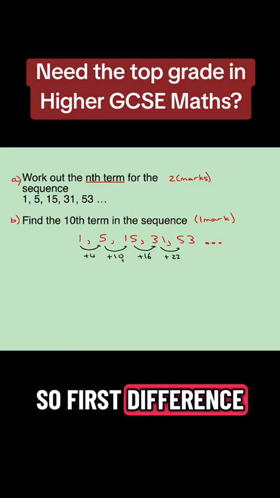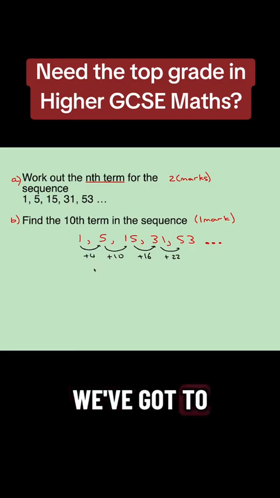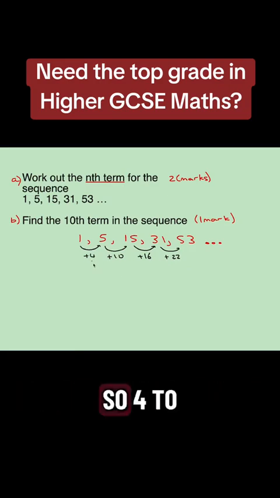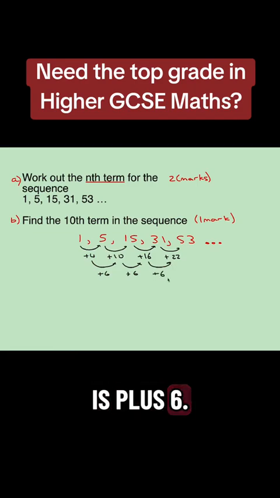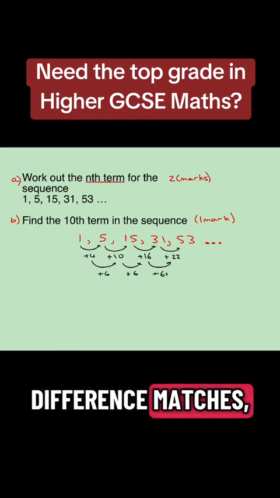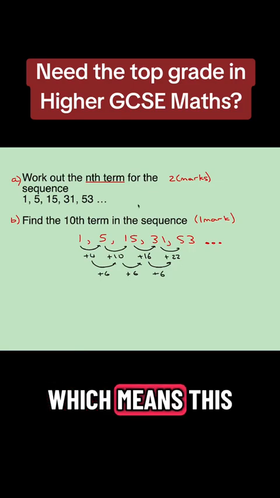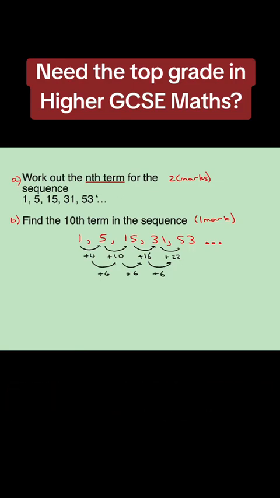So first difference doesn't match, so we've got to go again, we've got to do the second difference. So 4 to 10 is +6. 10 to 16 is +6. 16 to 22 is +6. And that's great because the second difference matches, which means this is a quadratic sequence. It's going to have an n squared in it somewhere.